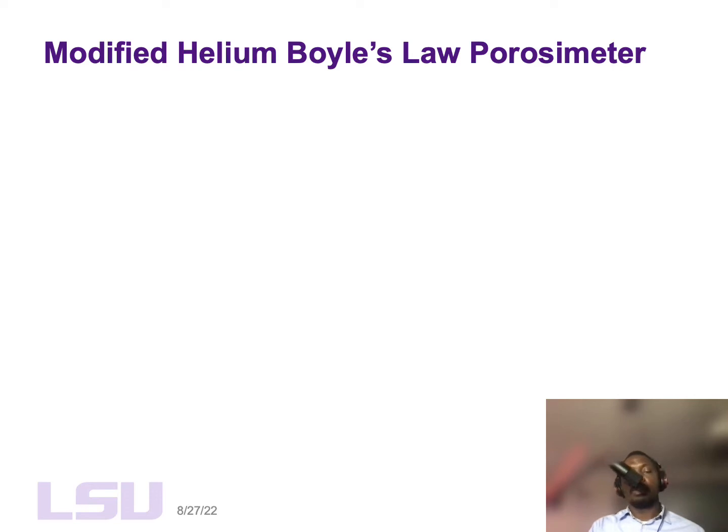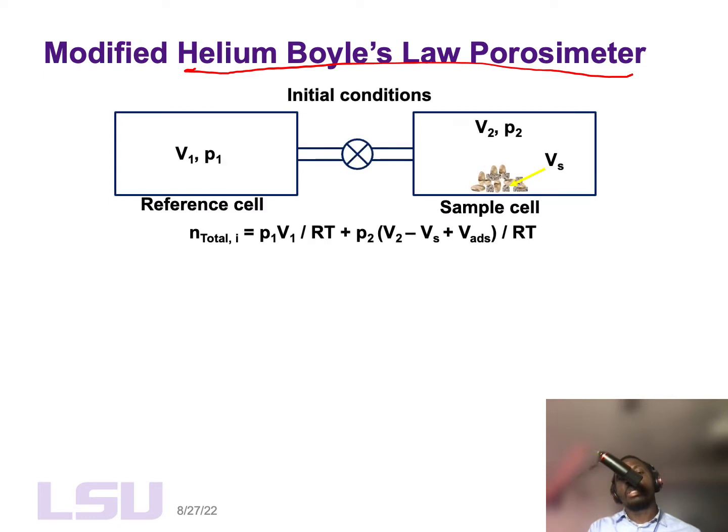So now we will talk about modifications to the helium Boyle's law porosimeter to measure pore volume, and then you will see we will also measure the volume of the adsorbed gas using this modified helium Boyle's law porosimeter. If you remember what I showed in the previous slide, there were 3 steps. You will first calculate the porosity using the standard helium Boyle's law porosimeter. But this time around, you will be doing it on crushed sample.